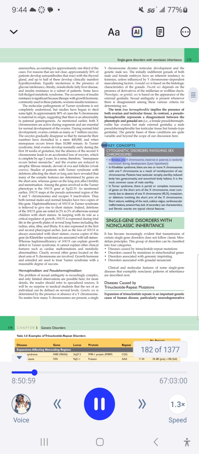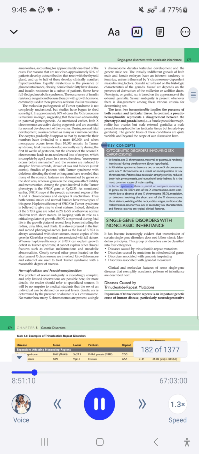In females, one X chromosome, maternal or paternal, is randomly inactivated during development, the Lyon hypothesis. In Klinefelter syndrome, there are 2 or more X chromosomes with one Y chromosome, as a result of non-disjunction of sex chromosomes. Patients have testicular atrophy, sterility, reduced body hair, gynecomastia, and eunuchoid body habitus. It is the most common cause of male sterility.